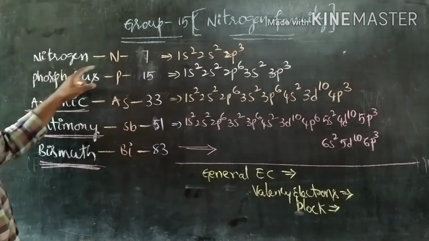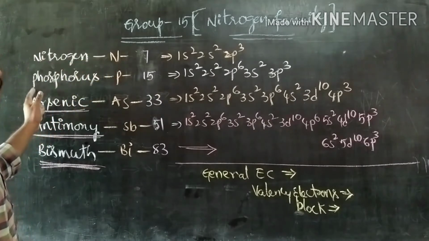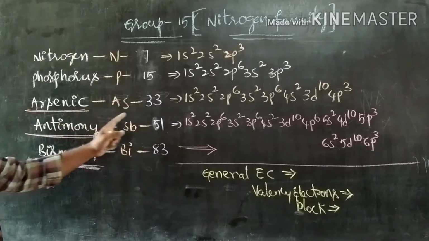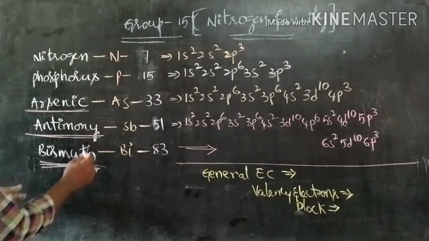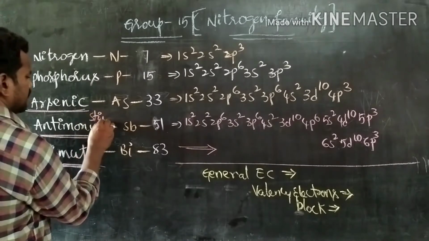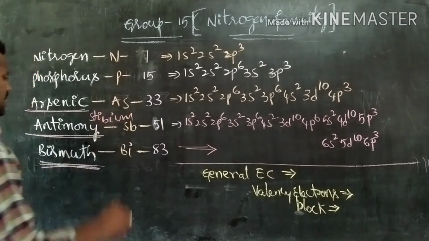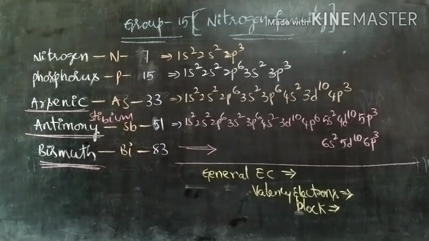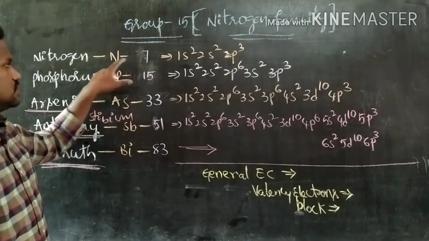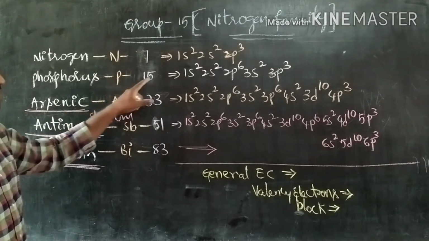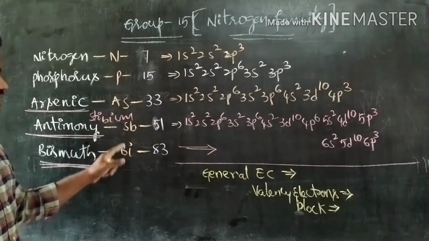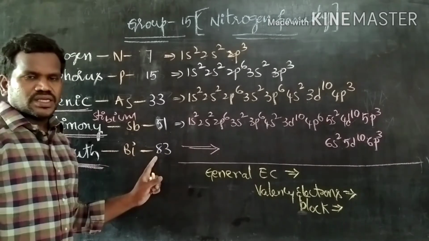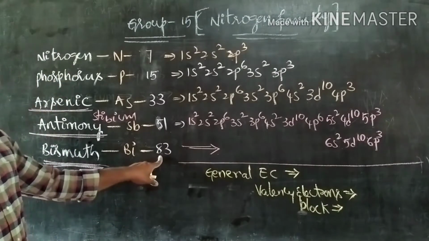Now come to the symbols: nitrogen N, phosphorus P, arsenic As, antimony, whose Latin name is stibium, Sb, and bismuth Bi. Coming to their atomic numbers: nitrogen 7, phosphorus 15, arsenic 33, stibium Sb 51. The atomic number of bismuth is 83.